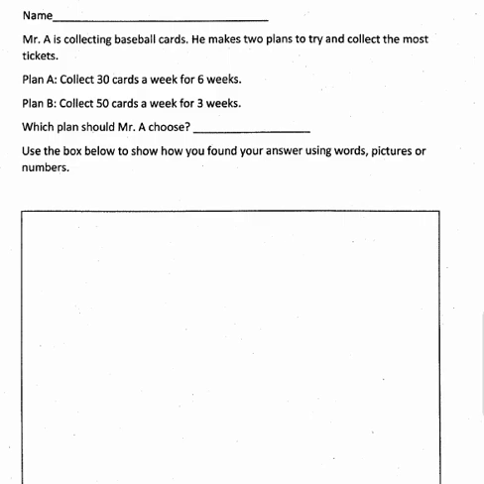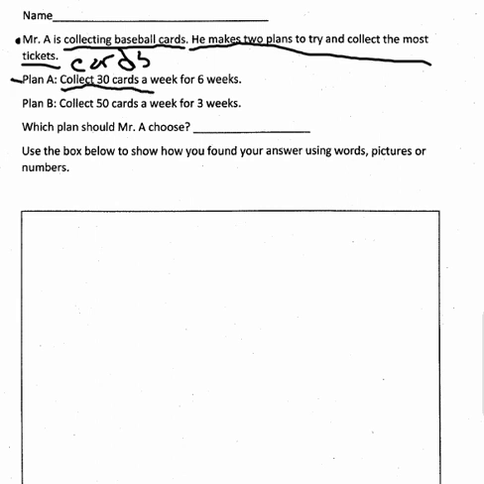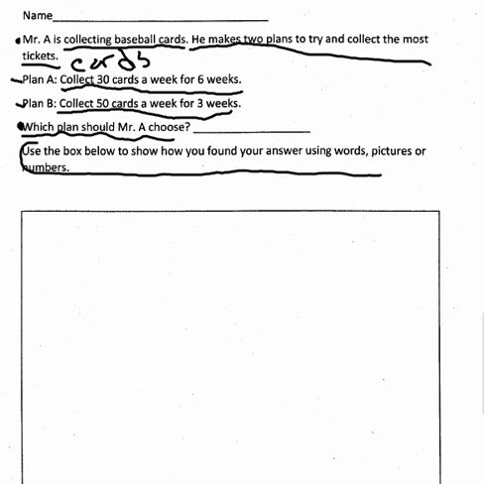Alright, here's our last question. It says, Mr. A is collecting baseball cards. He makes 2 plans to try and collect the most tickets. Should be cards, actually. Sorry about that. Plan A is to collect 30 cards a week for 6 weeks. Plan B is to collect 50 cards a week for 3 weeks. Which plan should Mr. A choose? And then go ahead and use the box below to show how you found the answer using words, pictures, and numbers. Okay, good luck on that.